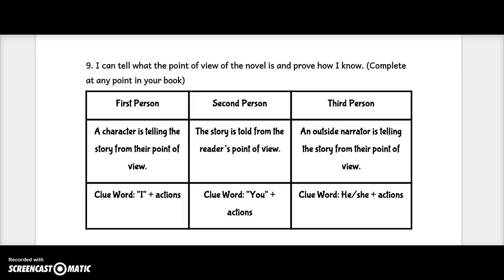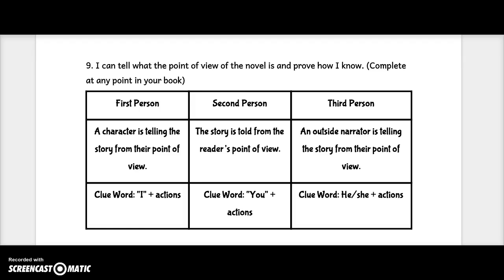The second type of narration is a second person point of view. And this is when the story is told from the reader's point of view. So you, the reader, are put into that main character and you're seeing the story through your eyes. And the clue word for this is the word you put together with an action. So a really famous book that does this is If You Give a Mouse a Cookie, where it's if you give a mouse a cookie, then this will happen. Another example of second person narration is any sort of choose your own adventure book, where it might say you walk down a hallway, then you choose to go through this door. So you see it's that word you put together with an action.